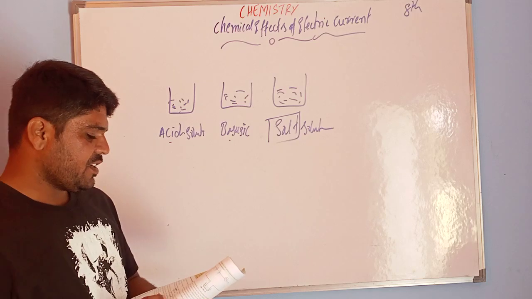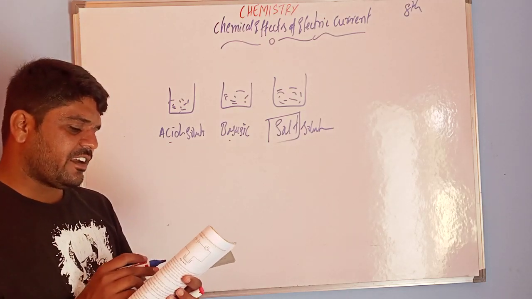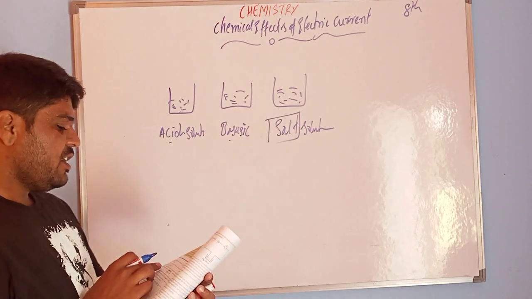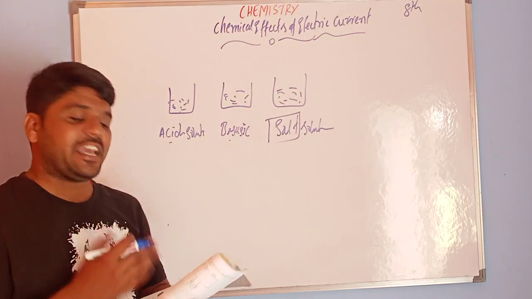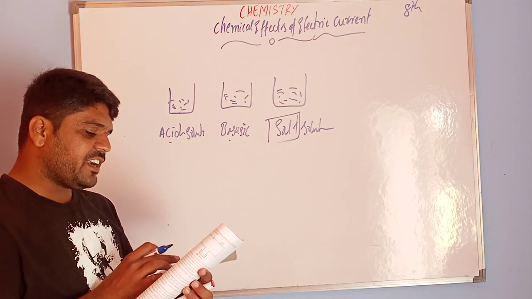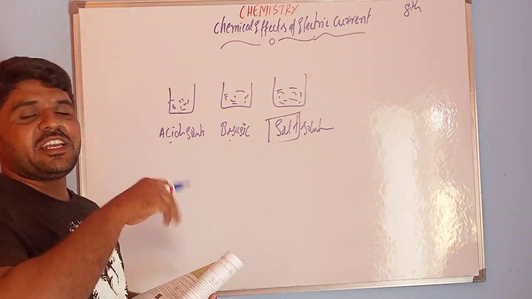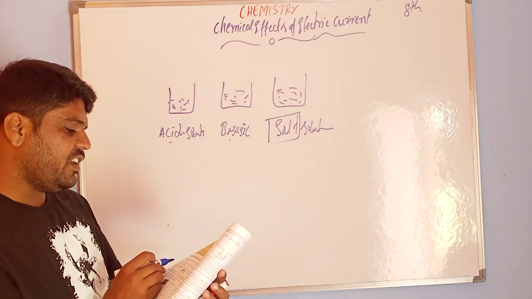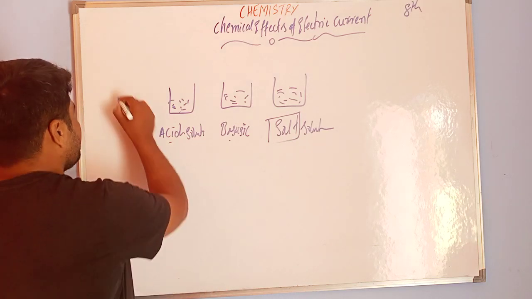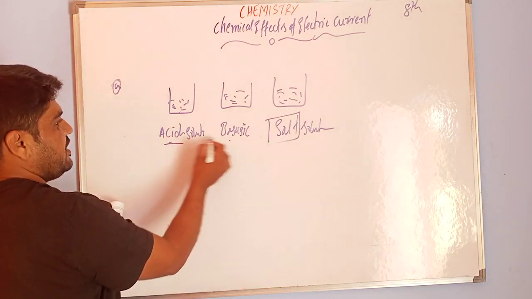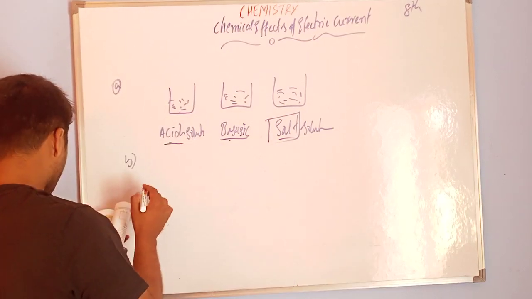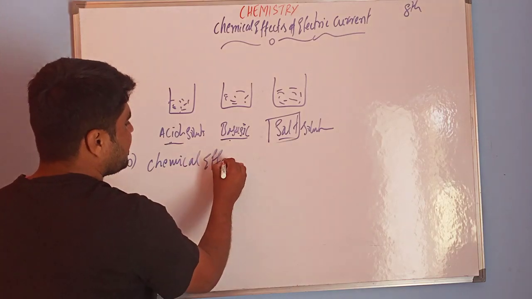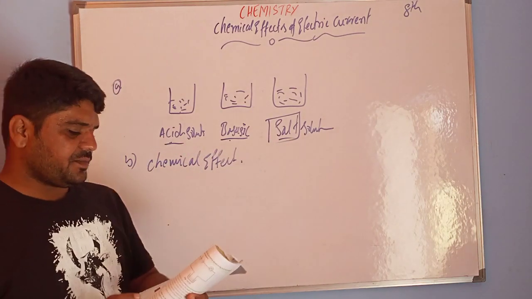Next, B. The passage of an electric current through a solution causes dash effect. In this we conduct so many experiments. By the electric current we can conduct chemical reactions. So in that dash you have to fill chemical effects. A is acidic, basic and salt solutions, and B is chemical effects.